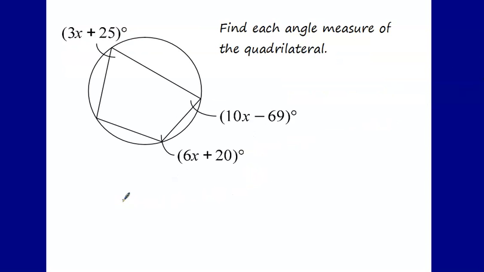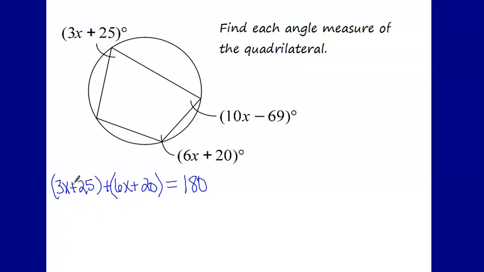So let's look at an example. I have a quadrilateral, a four-sided figure, inscribed in the circle, so my opposite angles are going to be supplementary. That means that 3x plus 25, if I add that, so that's this angle up here, if I add that to the 6x plus 20, those two angles added together should equal 180 degrees.